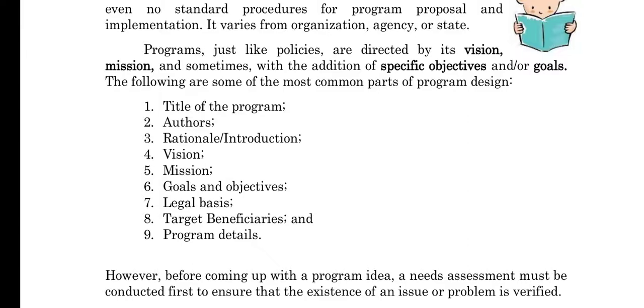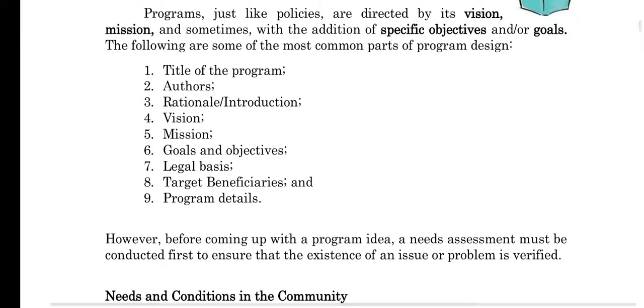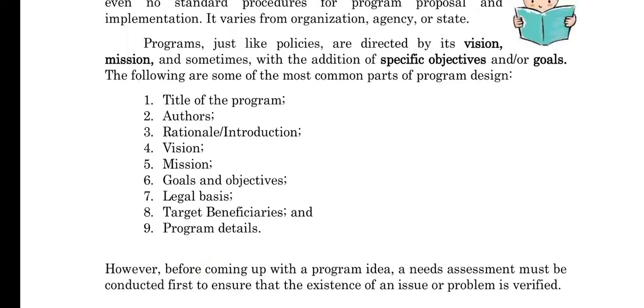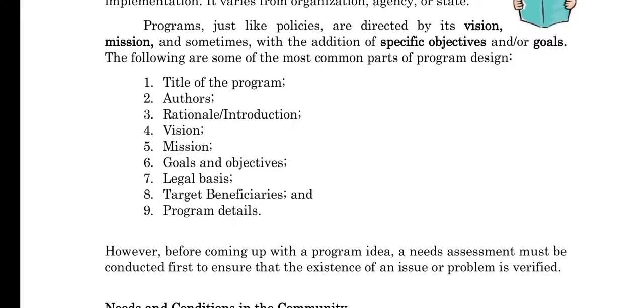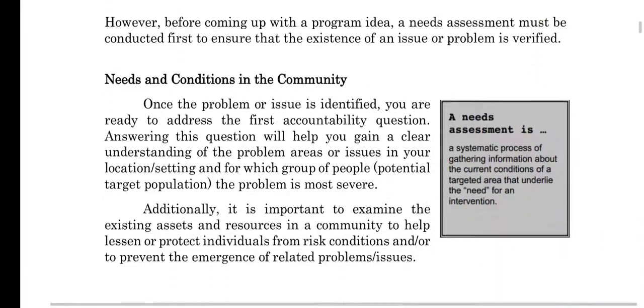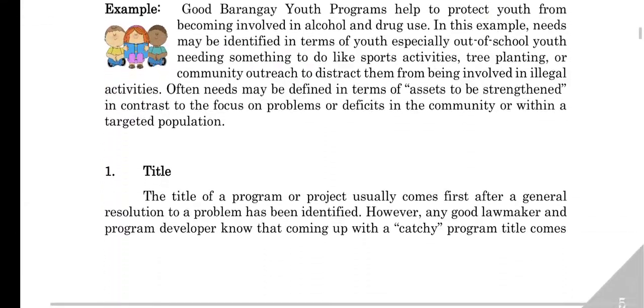Okay. So we have here the most common parts of the program design. Please take note that there are no specific or standardized parts of a government program, or let's say there are no specific parts of a program. There's no standard. However, these following parts are considered the most common and true to most programs. Number one is the title of the program, the authors, the rationale or introduction, of course the BMGO or the vision, mission, goals, and objectives, the legal basis, target beneficiaries, and then the program details. So let us discuss them first one by one.